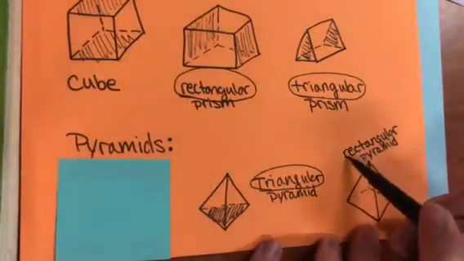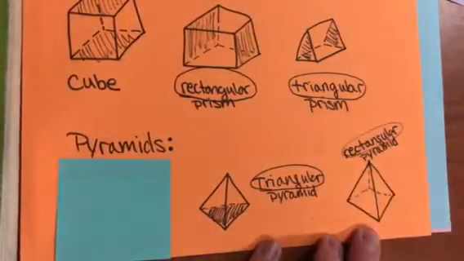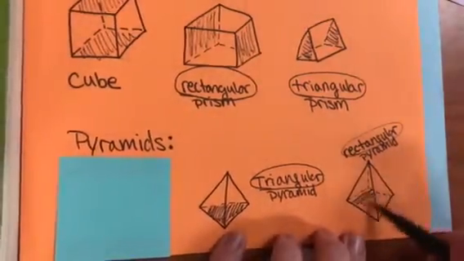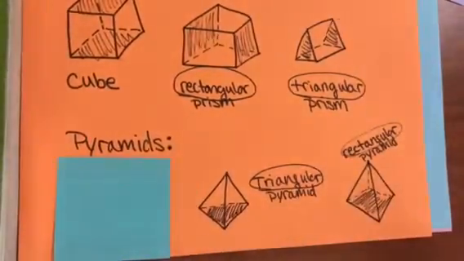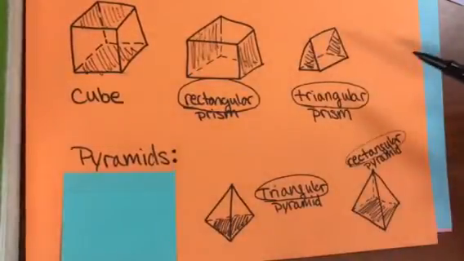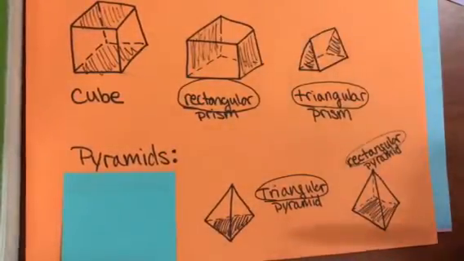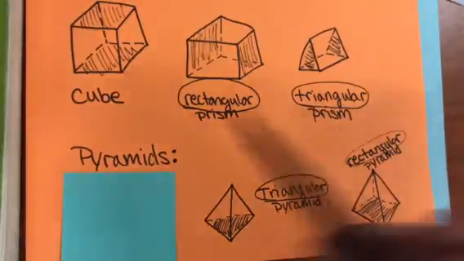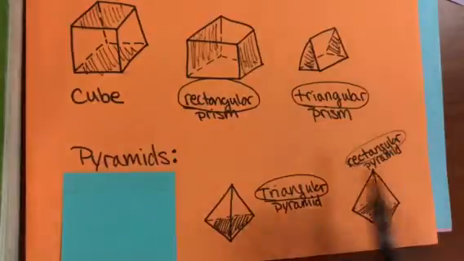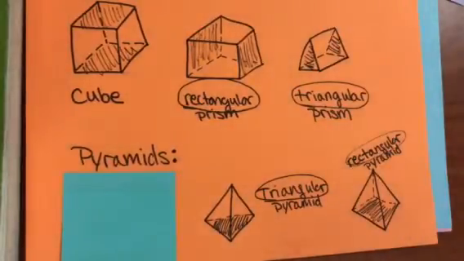And then the last shape we have is a rectangular pyramid. Its base is a rectangle. One thing you're going to notice between prisms and pyramids: first off, prisms have how many bases? Two. And pyramids have how many bases? One. The faces in a prism are all rectangles. The faces in a pyramid are all triangles. I know it's a little tricky, but it's something you're going to have to know.